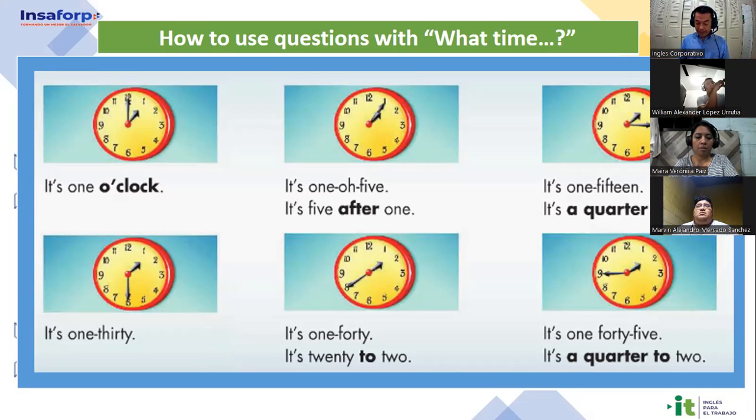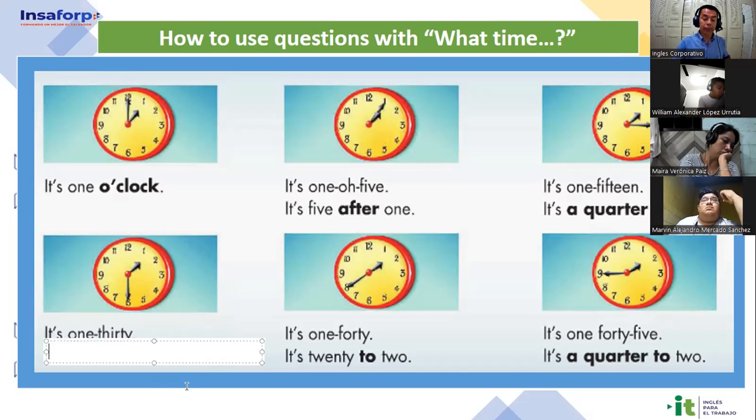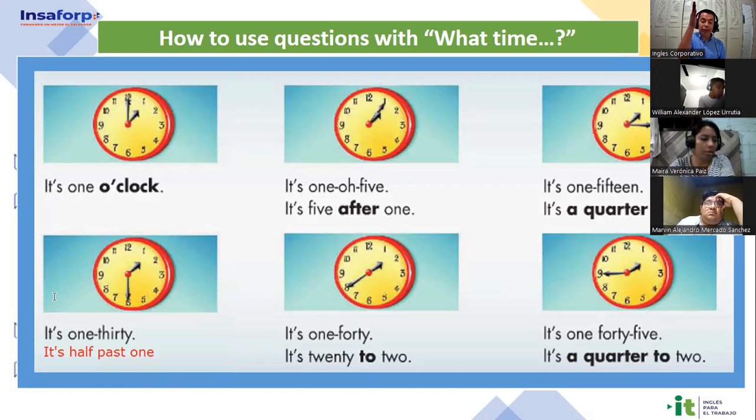5 after 1. Is 1:15? Or you can say it's a quarter after 1. La cuarta parte de 60 es 15. Entonces decimos un cuarto después de la una, right? También podemos decir 1:15, right? Good. Is 1:30. Okay. También podemos decir así. Miren, le voy a poner esto aquí para que lo entendamos. It's half past 1. La mitad de 60 es 30, right? Entonces, half, la mitad, right? It's 1:30. Ha pasado la mitad de la una. Yes? Good.